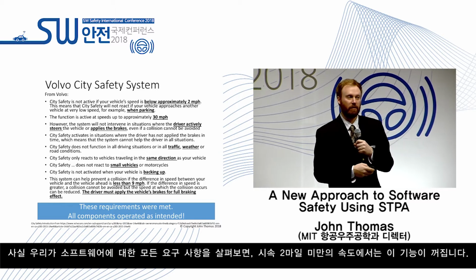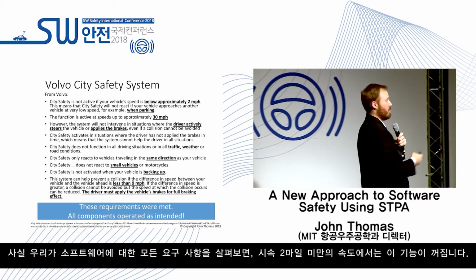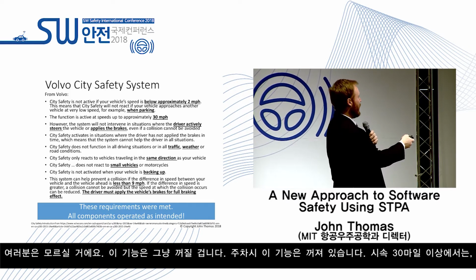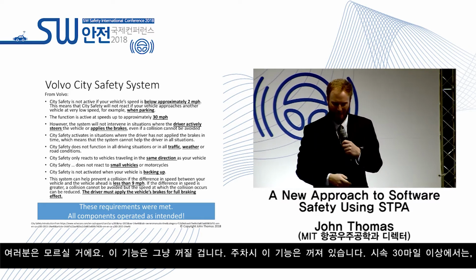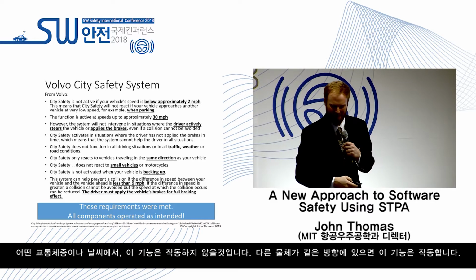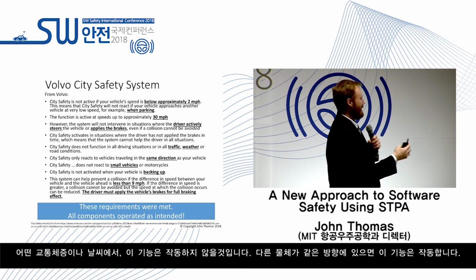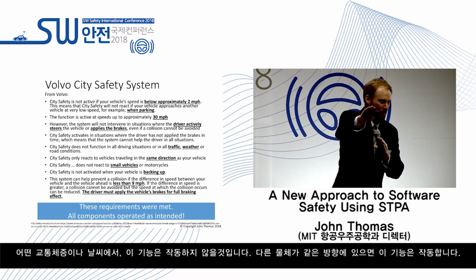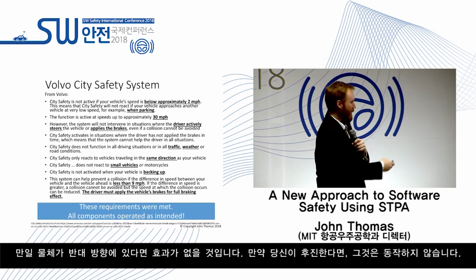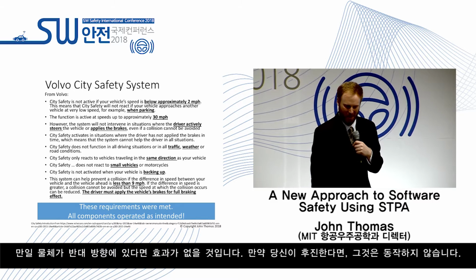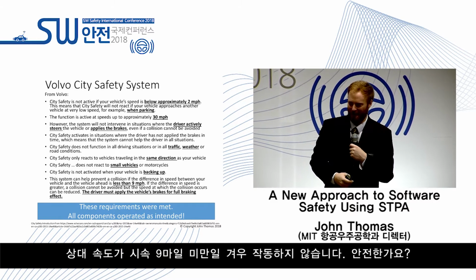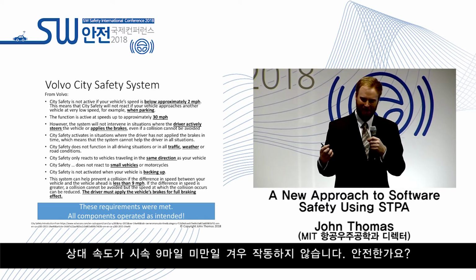In fact, if we look at all of the requirements for the software, below 2 miles per hour, it will turn off. You won't know it. It will just turn off. When parking, it is off. Over 30 miles per hour, it is off. If you steer, it is off. Certain traffic or weather, it will not work. If the other object is in the same direction, it will work. If it's in the opposite direction, it will not work. If you are backing up in reverse, it will not work. If the relative velocity is less than 9 miles per hour, it will not work. Is this safe?